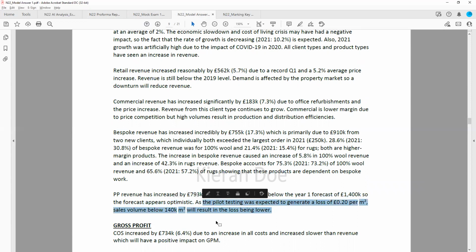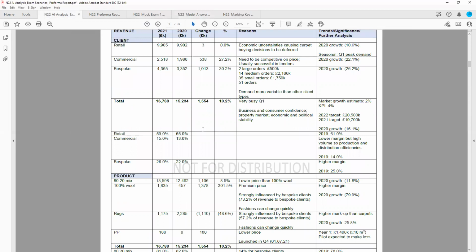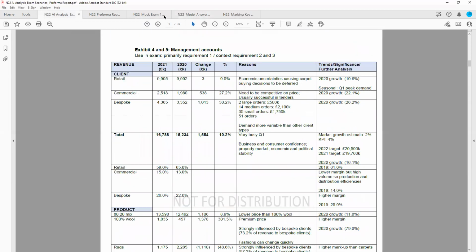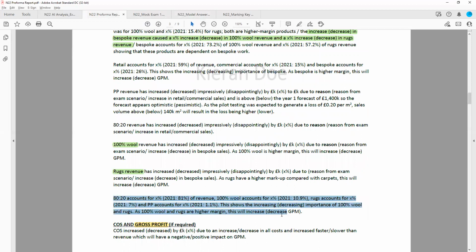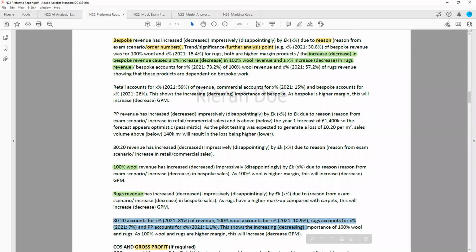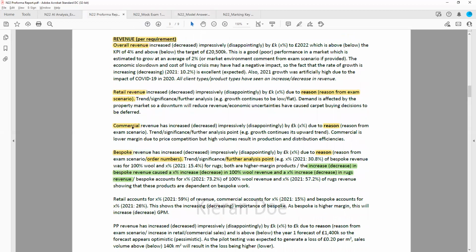So the forecast appears optimistic. And, as that's expected to make a loss, actually selling volumes below what was expected should result in the loss being lower. Of course, we knew that from the AI. So that's a point there you could have on PP. But like I said, you could have done mix by product type. You could have done even mix by client type. So same exam technique that I've demonstrated several times before, just applying it here to WWL.